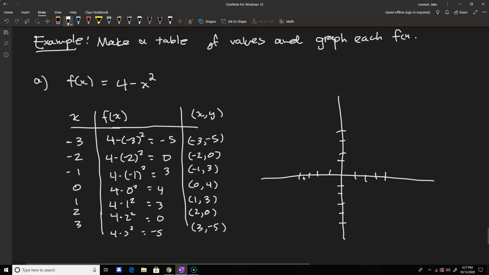So we have -3, -5. So we start off here. Then we have, sorry, I did that at -4. I made too many marks. So we have -3, -5, -2, 0, -1, 3, 0, 4, 1, 3, 2, 0, and then 3, -5. So this is the general shape of our graph. We recognize the pattern is that downward opening parabola, and this is how we can get a quick sketch. So that's our graph of y equals f of x.